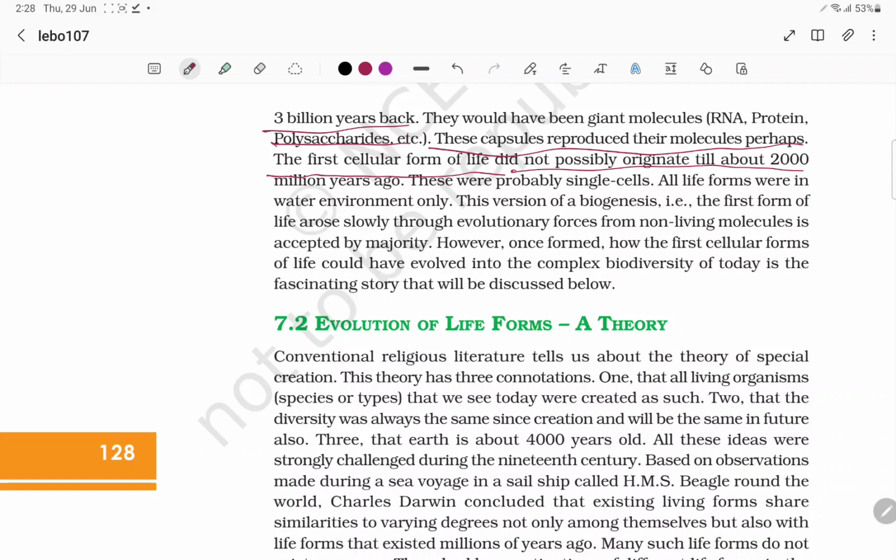All life forms were in a water environment only. The version of biogenesis, that the first form of life arose solely through evolutionary forces from non-living molecules, is accepted by the majority, because we are made up of those molecules only: various sugars, amino acids, proteins, nitrogenous bases, lipids, pigments. However, once formed, how the first cellular forms of life could evolve into the complex biodiversity of today is a fascinating story that will be discussed below.